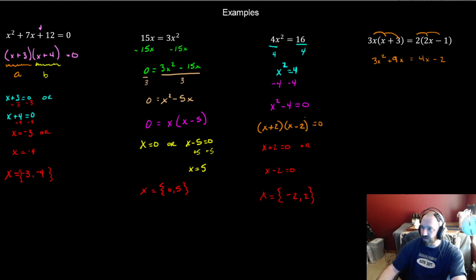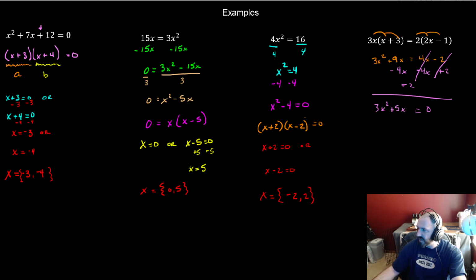Move everything to one side. So I'm going to subtract 4x, and I'm also at the same time going to add 2 to both sides. What that's going to do is eliminate that whole right side, leaving me with 0. On the left side here, we're going to have 3x squared. We combine like terms, and so we have 9 minus 4, which is a positive 5x. And then we have this plus 2.